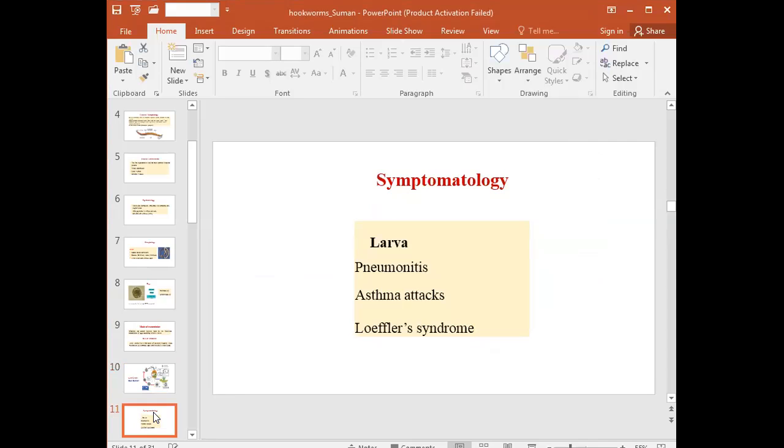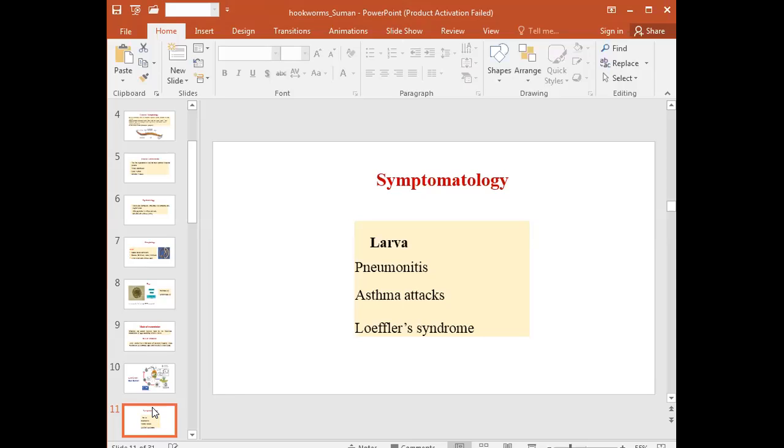Then another disease is Loeffler syndrome. This is a kind of disease in which eosinophils accumulate in the lungs in response to parasitic infections. Then there are different types of parasites. That may be Ascaris, this may be Strongyloides or filaria, which can enter the body through contact with the soil and can develop this type of syndrome.